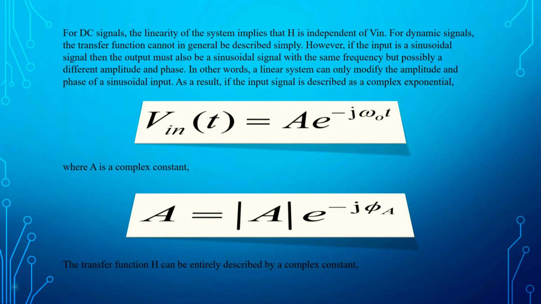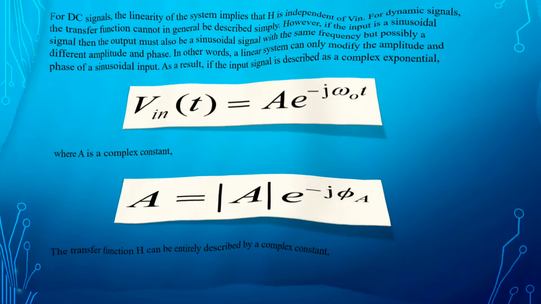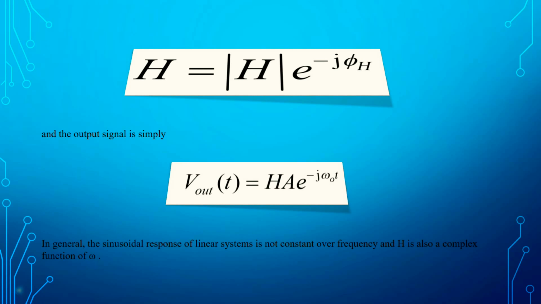As a result, if the input signal is described as a complex exponential, V in of t equals A e to the power minus j omega naught t, where A is a complex constant, A equals mod of A e to the power minus j phi A, the transfer function h can be entirely described by a complex constant, h equals mod of h e to the power minus j phi h, and the output signal is simply V out of t equals h A e to the power minus j omega naught t.